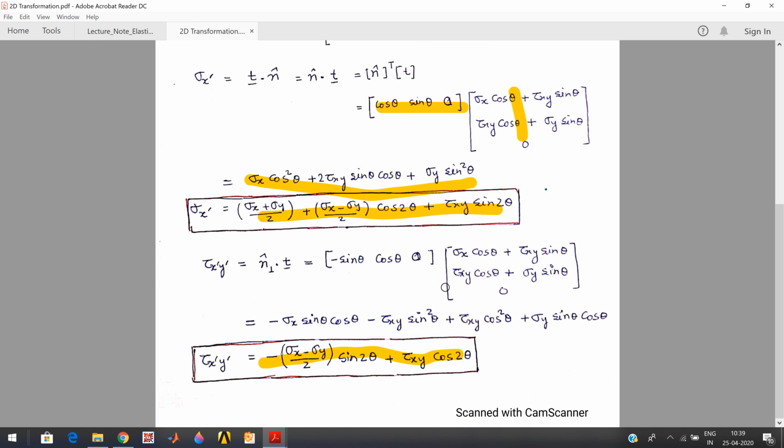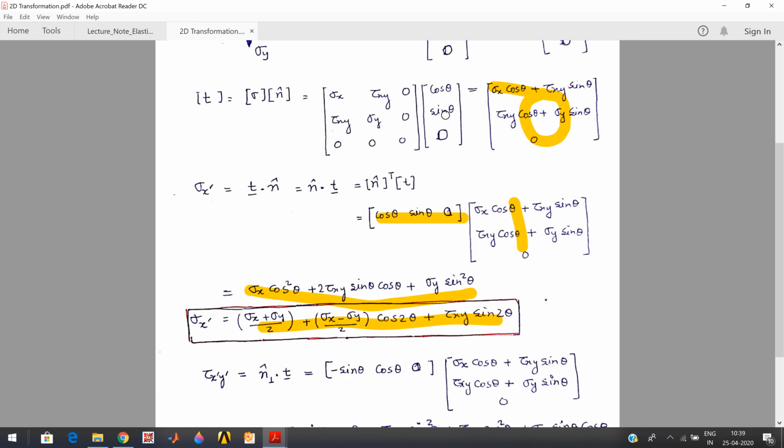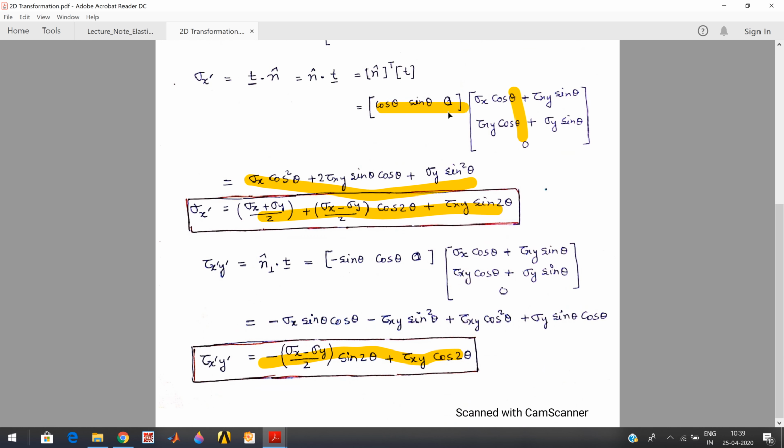You can even obtain sigma y prime by taking sigma and n perpendicular as the normal vector, and then you find the traction vector in that plane, and then get the component of the traction vector along this n hat perpendicular. We'll be able to obtain sigma y prime.